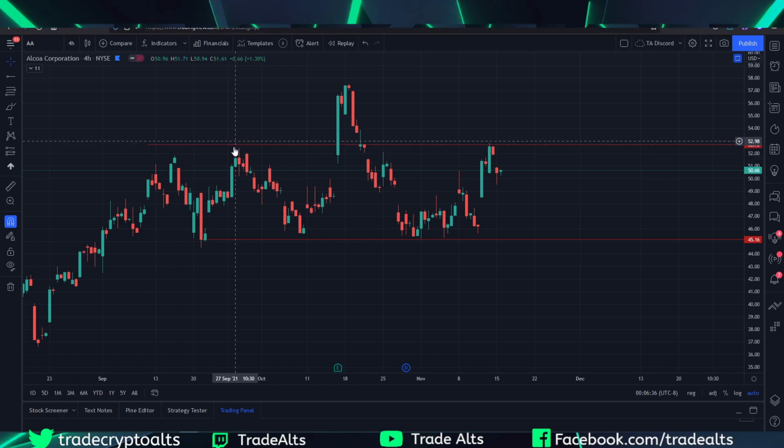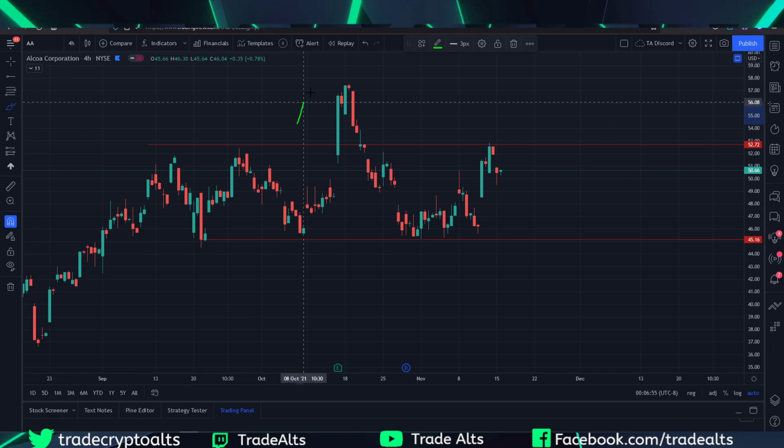This is close. That's close enough. This is a test of the high of the range. This does not have to actually make contact with it like it did on this other occasion. So Alcoa, same thing. You have your range low, your range high.